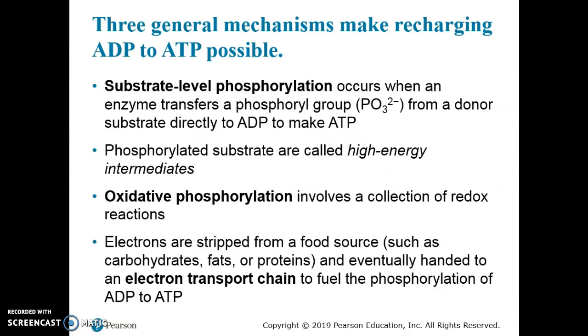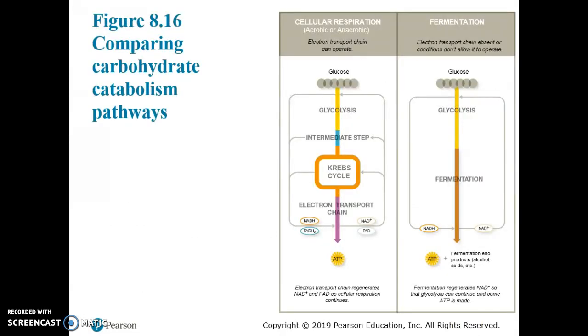So, a little explanation. Substrate level phosphorylation occurs when an enzyme transfers a phosphoryl group from a donor directly to ADP to make ATP. This is going to be high energy. Oxidative phosphorylation involves a collection of redox reactions. With oxidative phosphorylation, you're going to have an electron transport chain where electrons are moved down from protein to protein to help fuel energy production.